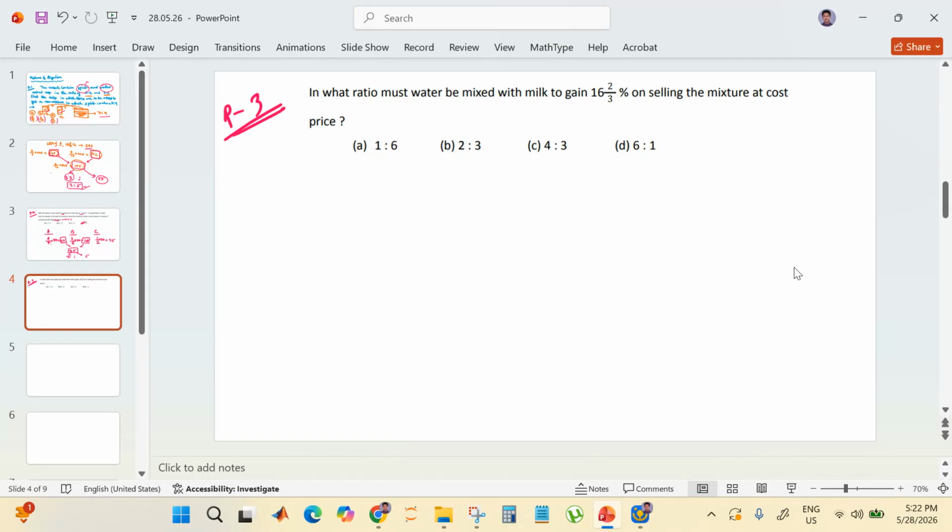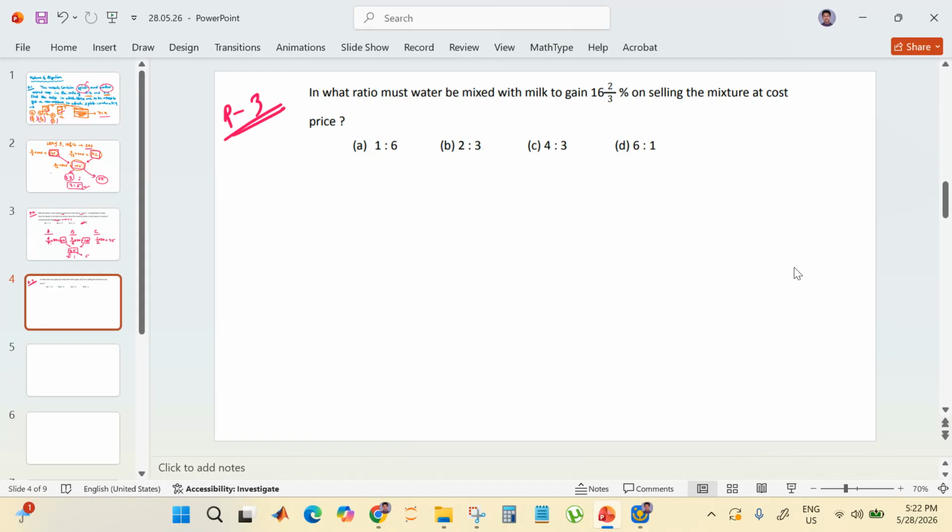In what ratio must water be mixed with milk to gain 16 whole 2 by 3% on selling the mixture at cost price? Very, very interesting question, and this type of question is frequently asked in exams. Just think over it. What is the story behind this numerical? What ratio must water be mixed with the milk? That means initially the milk contains no water. Only pure milk is there. And another part, only water, there is no milk.